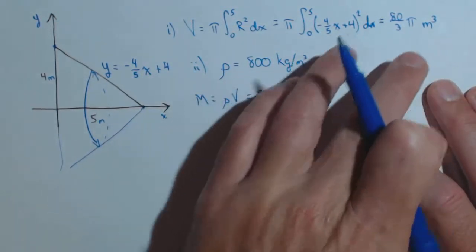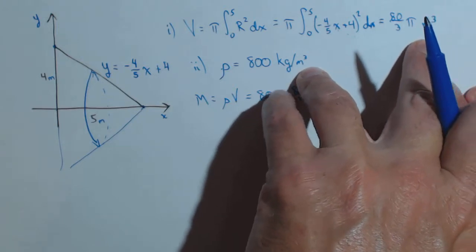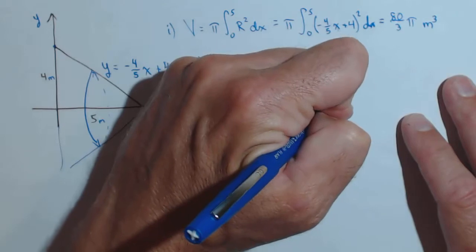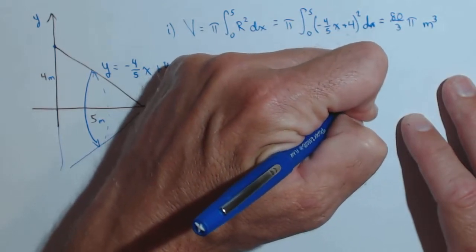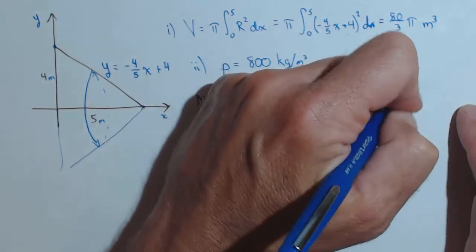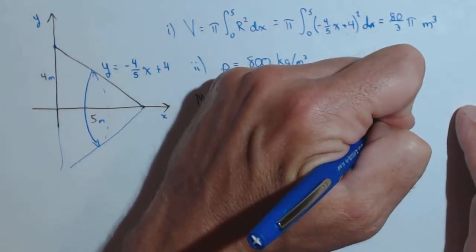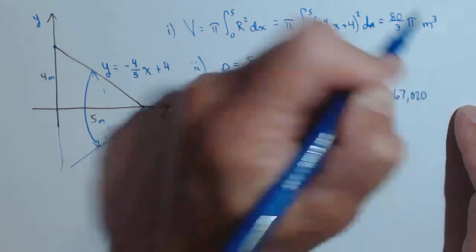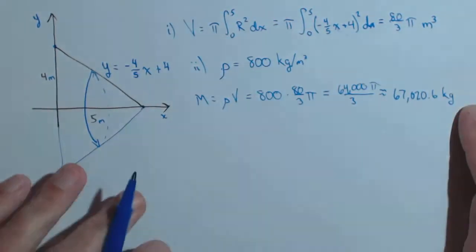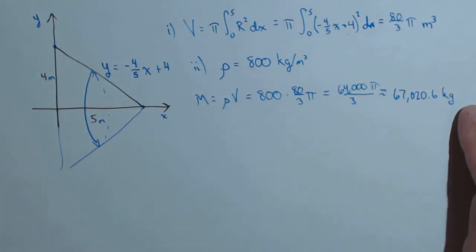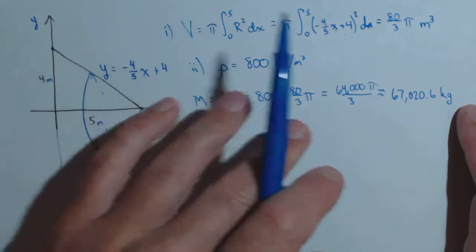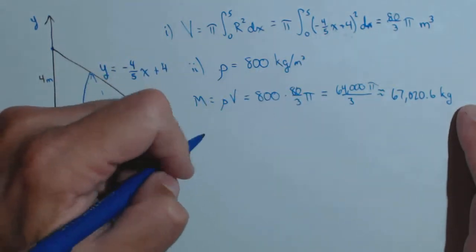is, and you can see this was measured in meters cubed. This is kilograms per meter cubed. If we think of multiplying those together, the meters cancel out. Our answer will be in kilograms. We get 64,000 pi over 3, or as a decimal, it's about 67,020.6 kilograms. Okay, so the density doesn't vary. Just take your density and multiply it by your volume.